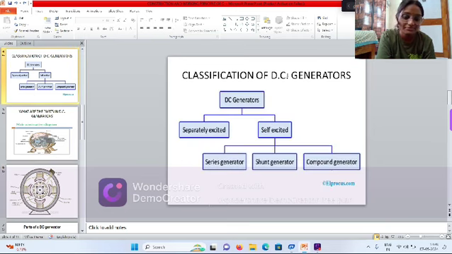Here are some classifications. Basically, a DC generator is classified into two types: one is separately excited and the other is self-excited. Self-excited is again classified into three types: series generator, shunt generator and compound generator.